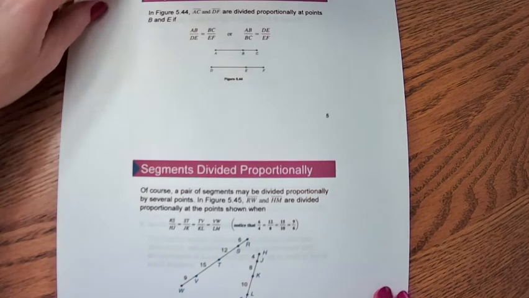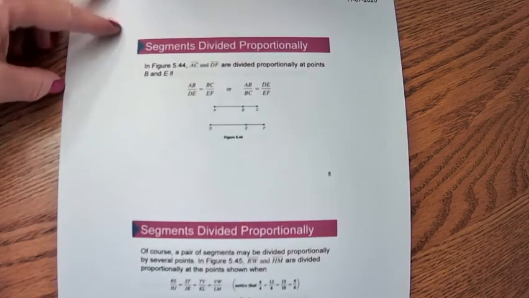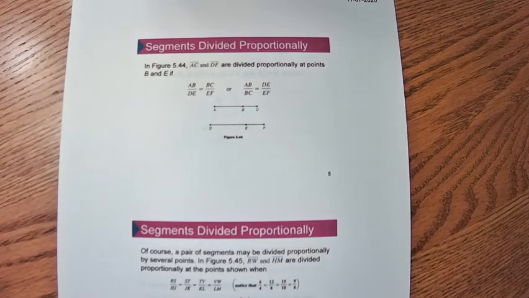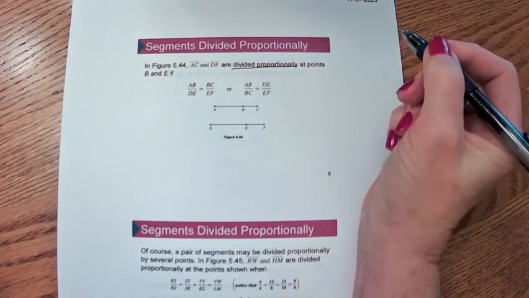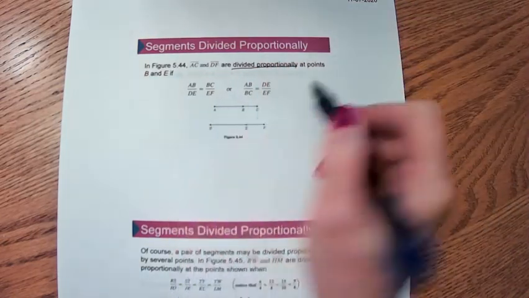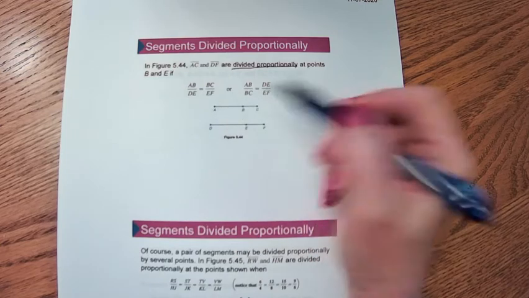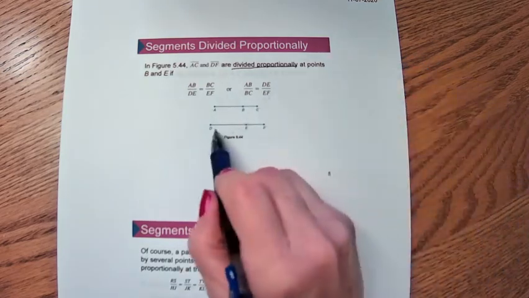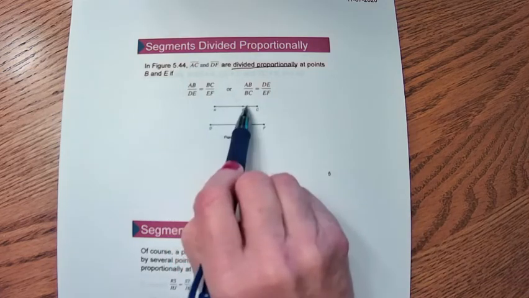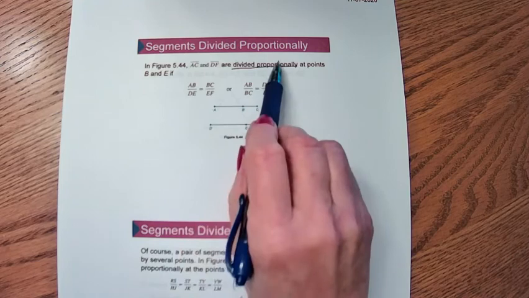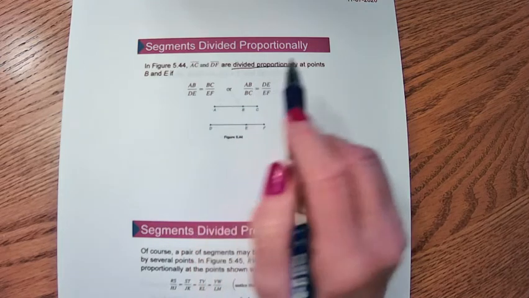Let's look at what we mean by proportionally divided when it comes to geometry. We can talk about line segments. We can talk about angles being divided proportionally. Here we're going to talk about line segments. The phrase divided proportionally. So here I have segment AC with point B on it. Here I have segment DF with point E on it. And they say that AC and DF have been divided proportionally.